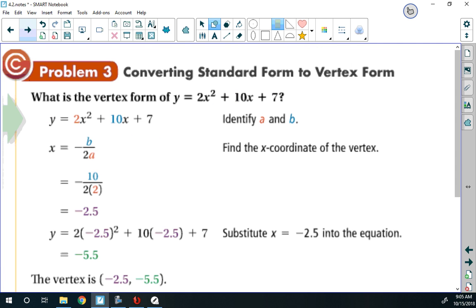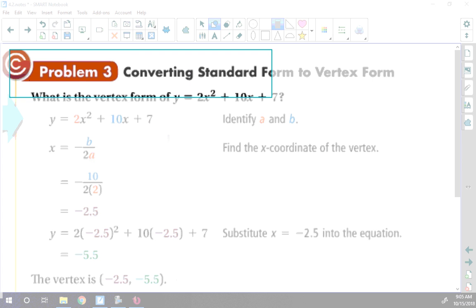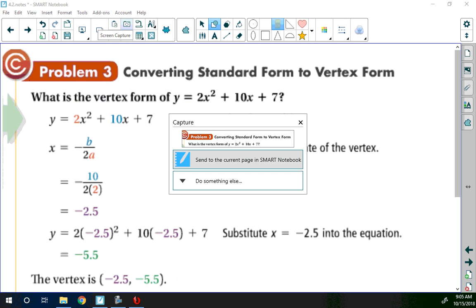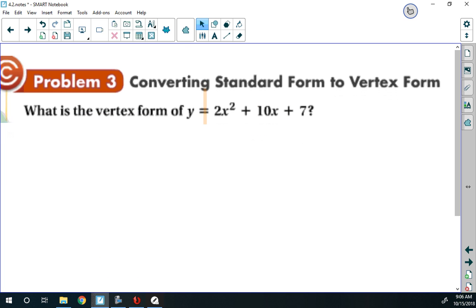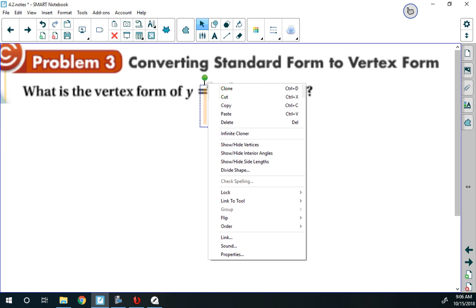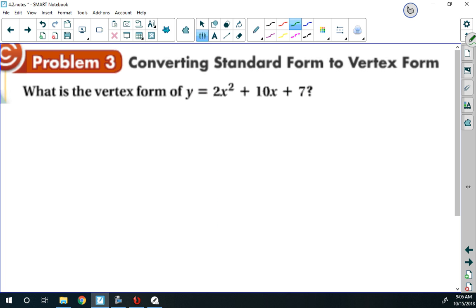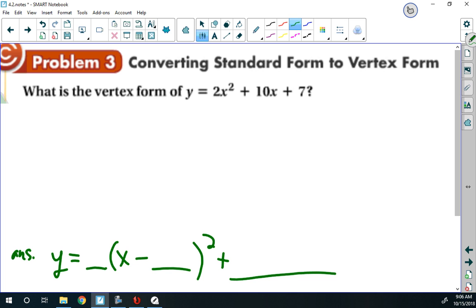So let's look at problem 3. I'll go ahead and cut it out, put it on a new page. Problem 3. Actually, they want you to write it in vertex form. I kind of like this question. So your answer is going to be y equals some a value times x minus some h value squared plus some k value. So essentially, we're just going to have to fill in 3 of those blanks.